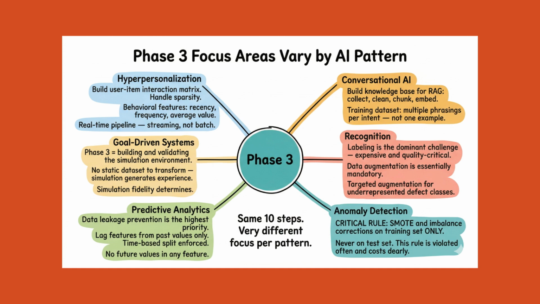For predictive analytics, the highest priority Phase 3 task is data leakage prevention. Lag features must only incorporate values from before the prediction point. The train test split must be time-based. No feature should incorporate any value that would not have been available at the moment of the real-world prediction.